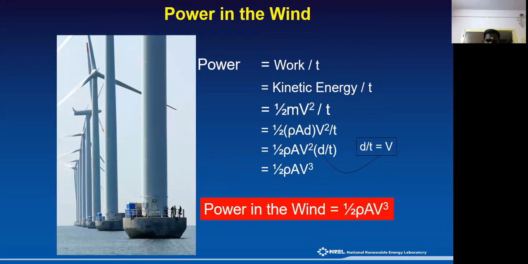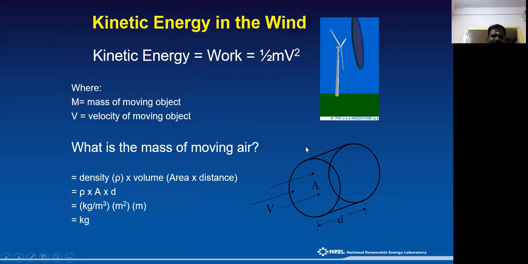That indicates the kinetic energy divided by time, which is equal to half into mv square divided by time. So arriving from this, we can write that the power in the wind is equal to half into rho into A into v cube. That is, the power is directly proportional to the cube of the wind speed. As an electrical engineer, we need to understand this.